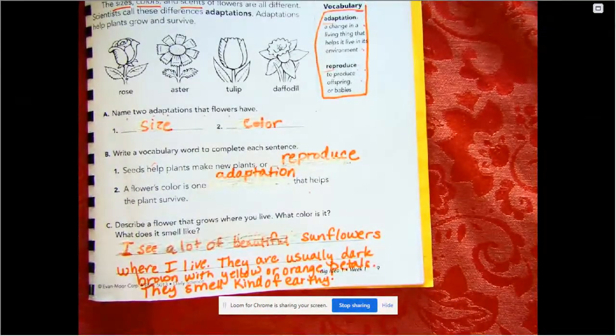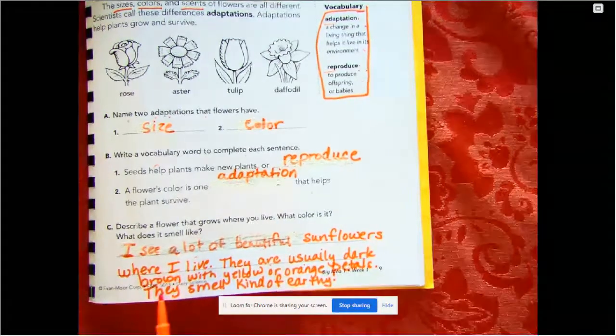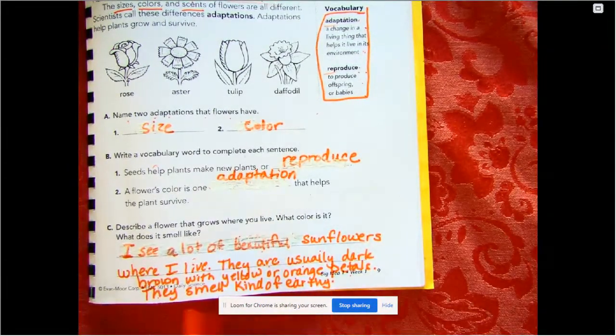Then down below it says, describe a flower that grows where you live. What color is it? What does it smell like? So I wrote, I see a lot of beautiful sunflowers where I live. They are usually dark brown with yellow or orange petals. They smell kind of earthy, a little bit like dirt. I see them up on the hillsides of the mountains. When I'm driving around the neighborhoods, I see big, huge sunflowers, and then I see little bushes of sunflowers. So there's lots of different sunflowers. They're my favorite flowers, so I do enjoy them.